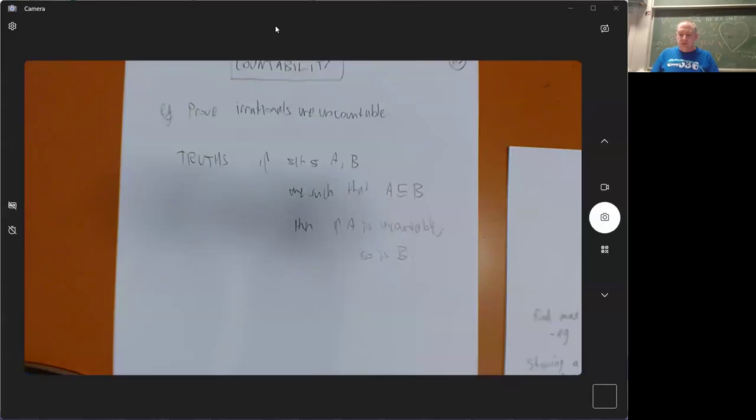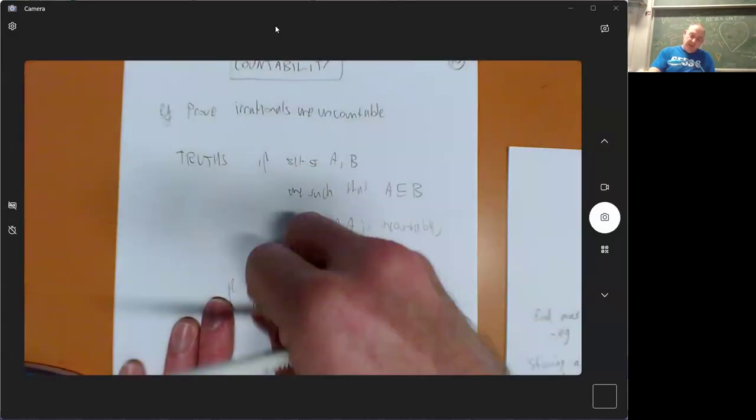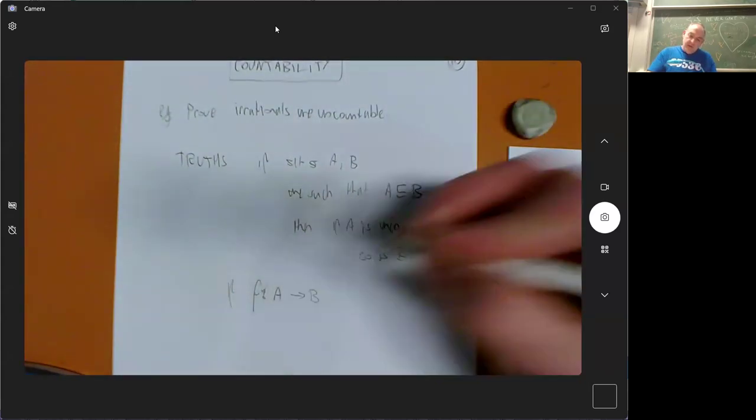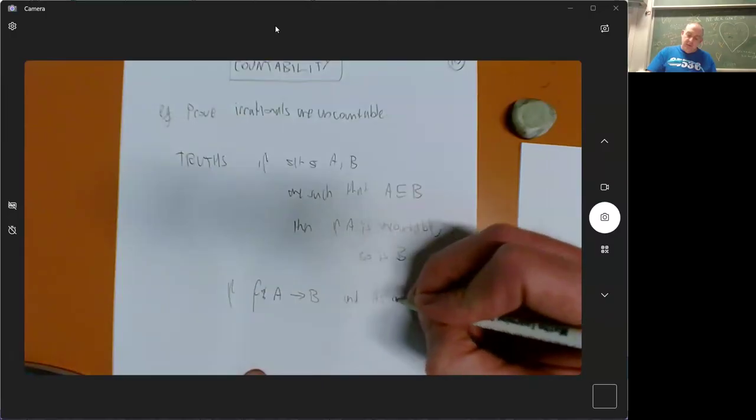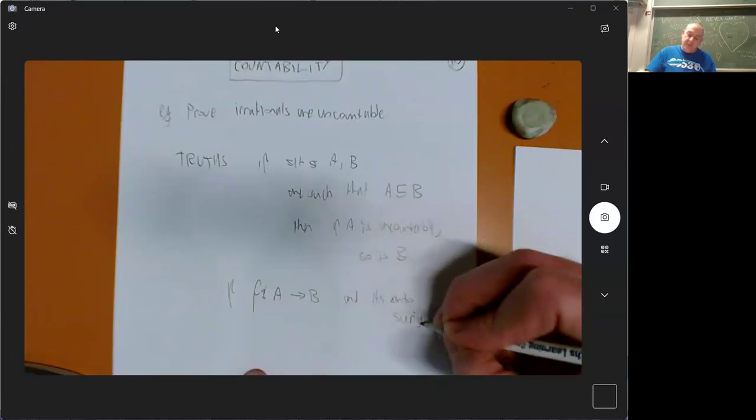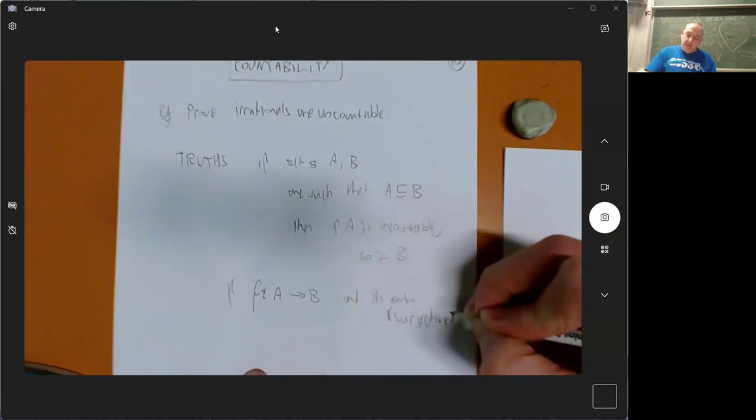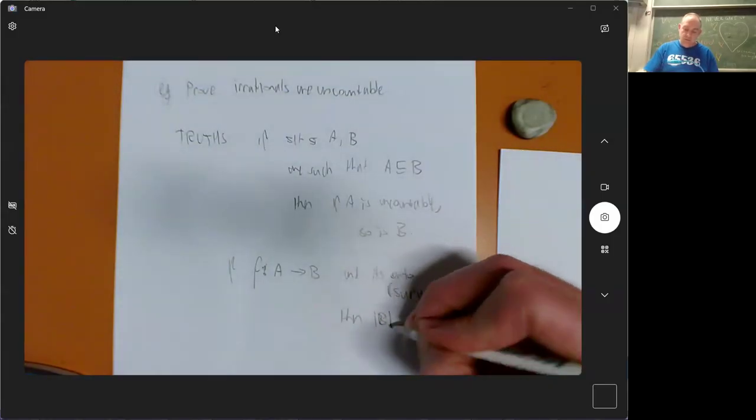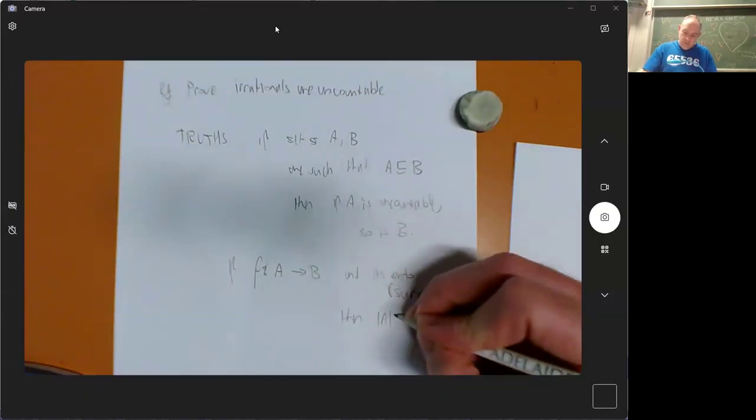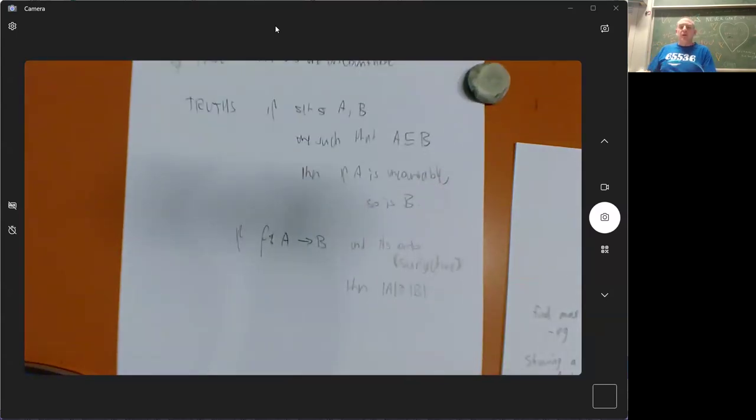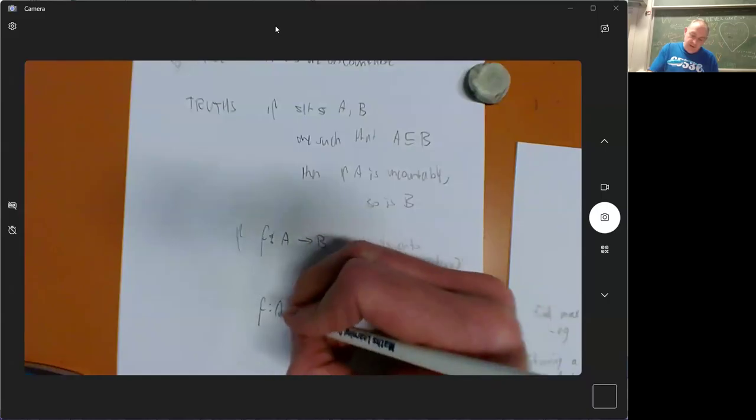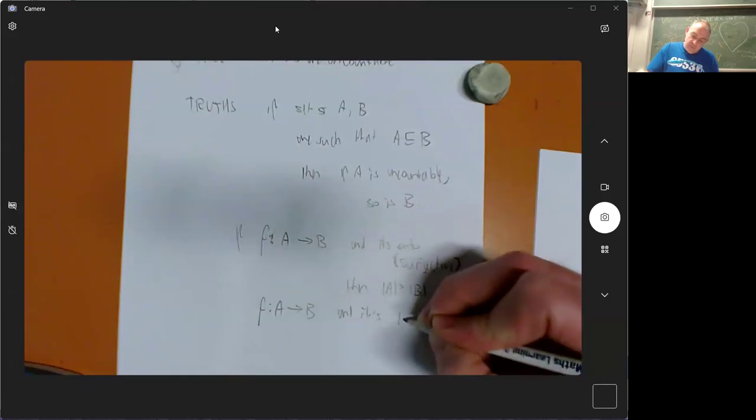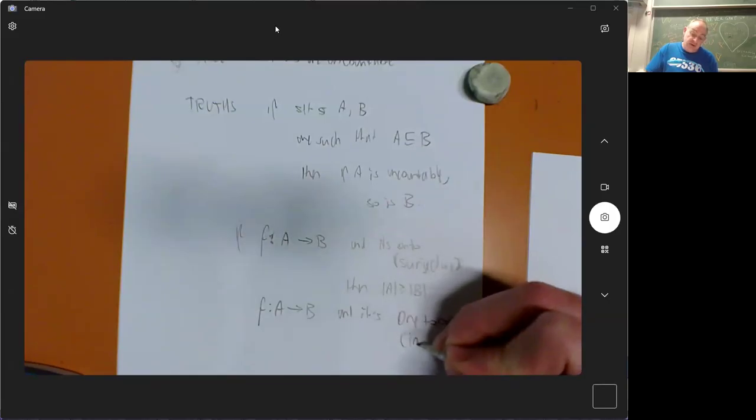If you have an onto function, like if f sends A to B, and it's onto, or if you like to use fancy words, surjective, then that means that the size of B is less than or equal to the size of A. Then the size of A is greater than or equal to the size of B because there's enough things in A to cover the entire of B. And if f sends A to B and it's one-to-one, or if you like, injective.